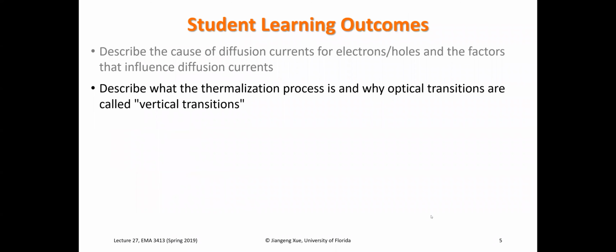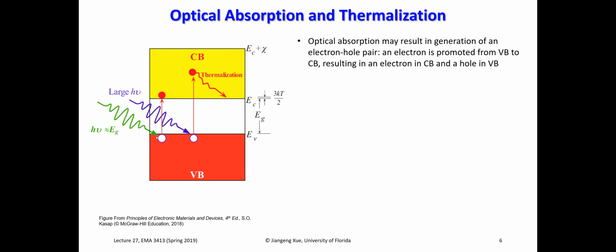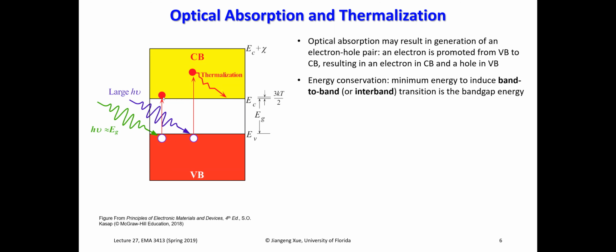The second student learning outcome is to describe the thermalization process and why optical transitions are called vertical transitions. So this is a scheme for excitation of electrons from the valence band to the conduction band after the electron absorbs a photon. And obviously with this optical transition, the minimum photon energy needed is to provide the electron transition from the top of the valence band to the bottom of the conduction band. That means the photon energy has to be at least the band gap, but it could be greater. And this is the so-called band-to-band or interband transition.